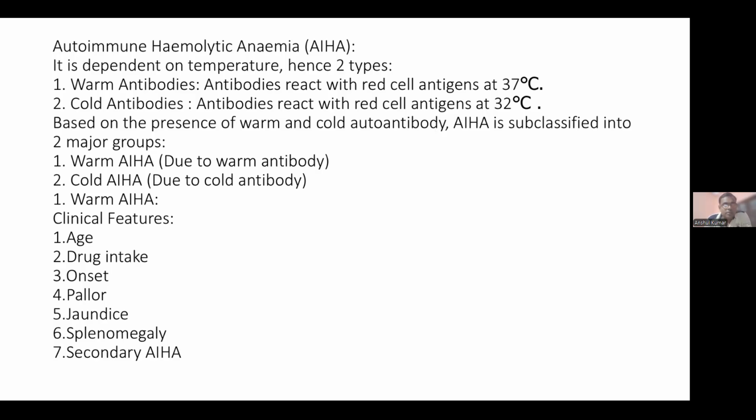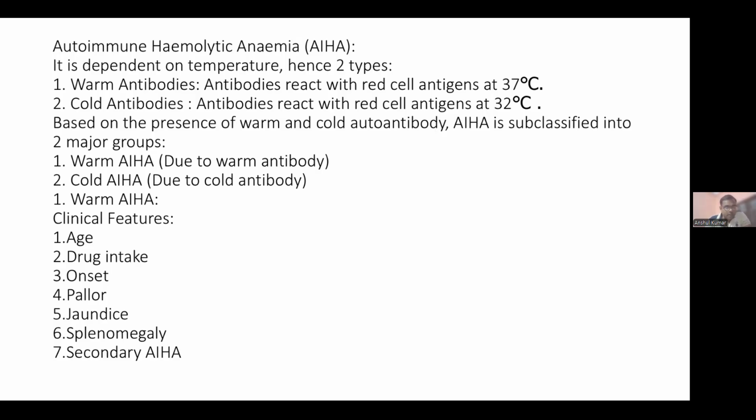Third, antibody-dependent cell-mediated cytotoxicity of red cells is carried out by CD8 plus T cells and natural killer cells in the spleen, resulting in hemolysis. Now, some of the important clinical features of warm AIHA: age, it occurs at all ages. The majority of the cases are in childhood, in the third decade, and in the fifth decade.